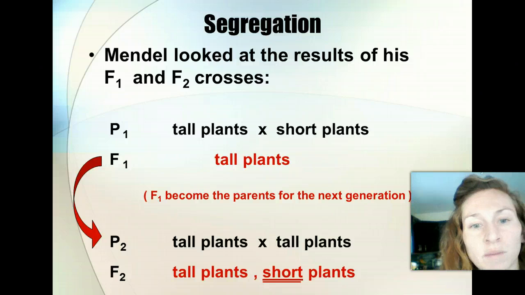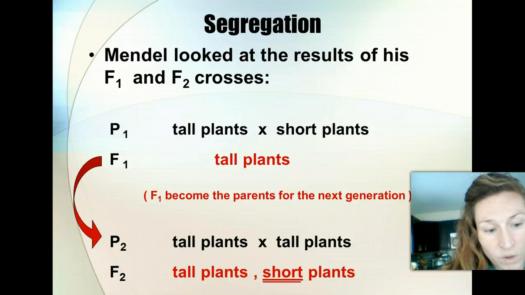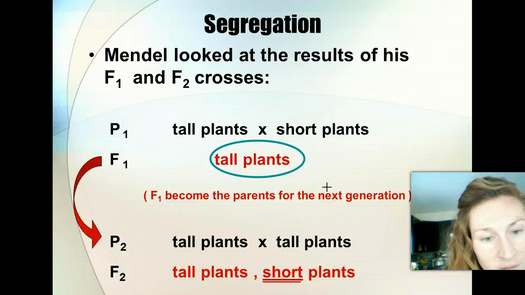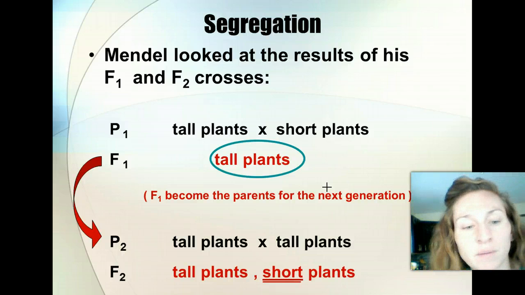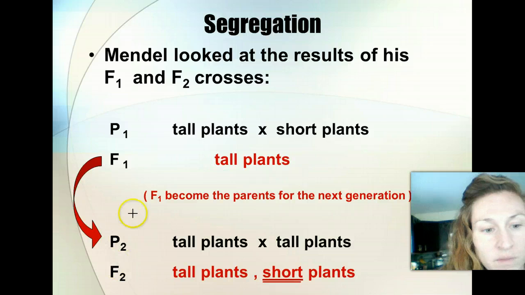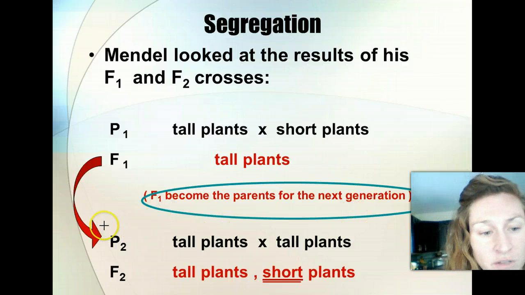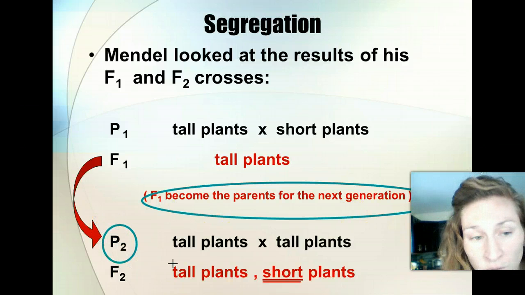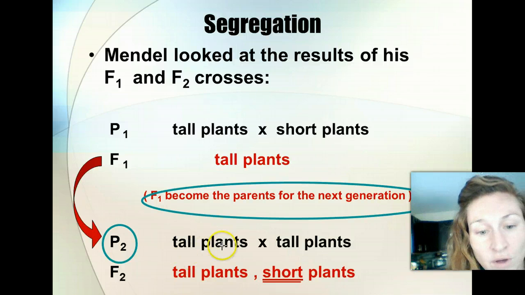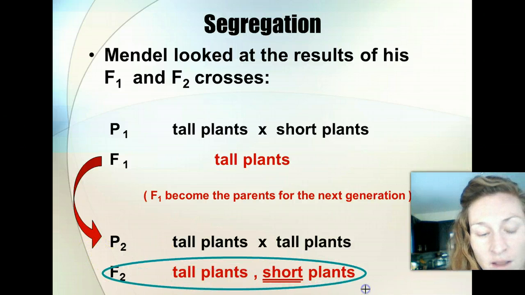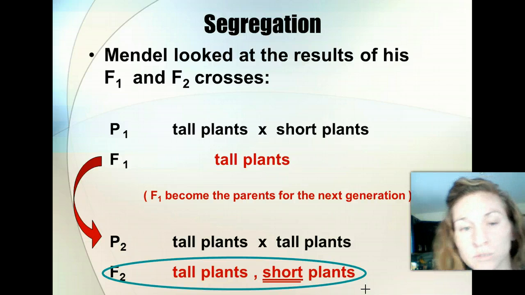So here you see that Mendel looked at the results of his F1 and F2 crosses together. We already looked at the F1 cross earlier, which if you remember produced all tall plants, but they were big T, little t, they were hybrids. Now the F1 offspring are going to become the parents for the next generation, so they are now known as the P2, or the second set of parents. And we have tall plants crossed with tall plants. And when that happened, what Mendel noticed was he actually did get, in the second set of offspring, tall plants and short plants.